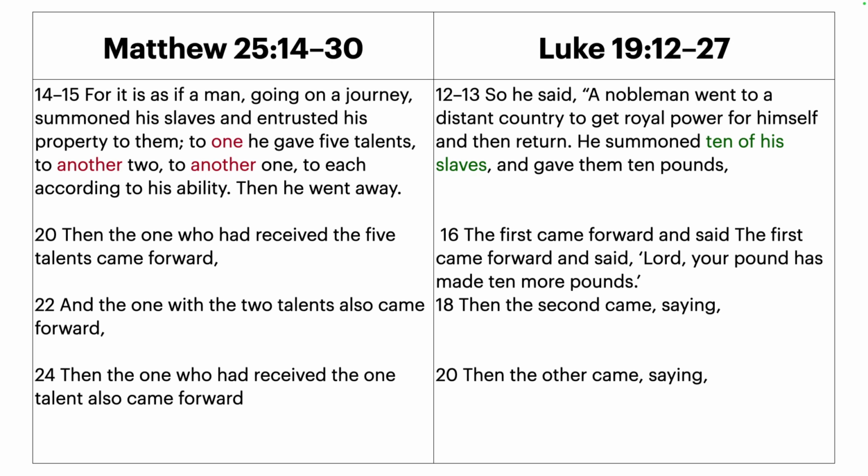But when it comes to Luke, only 3 of the 10 slaves come back, and Luke does not indicate that there are any more than 3 slaves. He says the first came forward, the second came forward, and then the other came forward. Not the others in the plural, not the 8 others, but the other one. So it seems Luke has changed the 3 to 10, but then in the explanation of what happens when the master comes back, he doesn't incorporate that change that he made from the beginning of Matthew's parable.